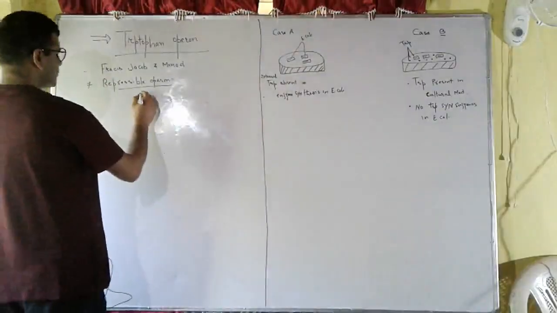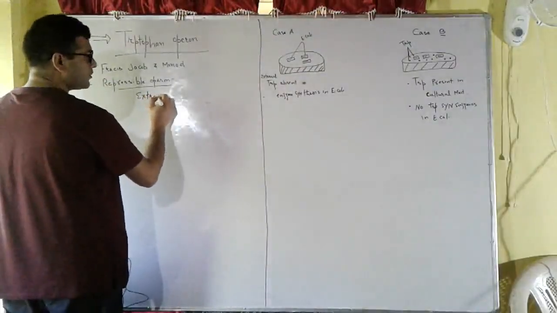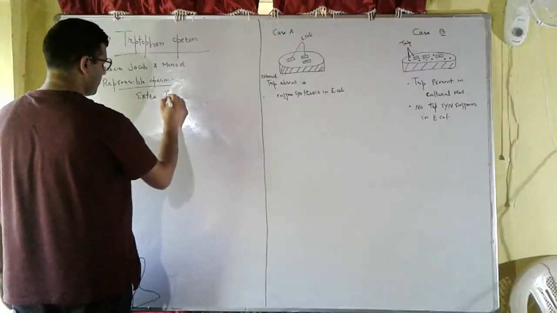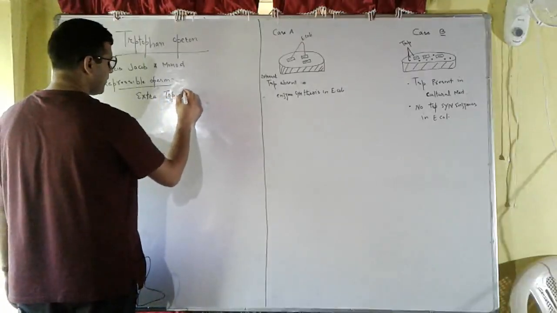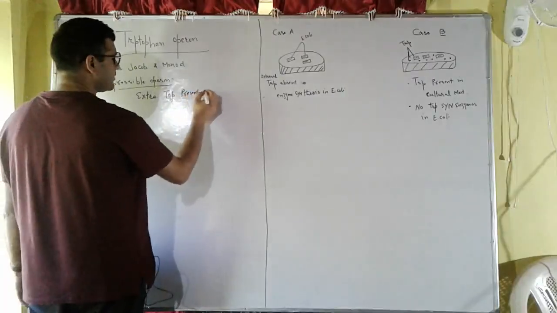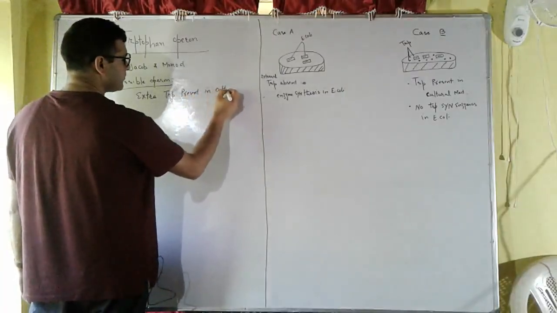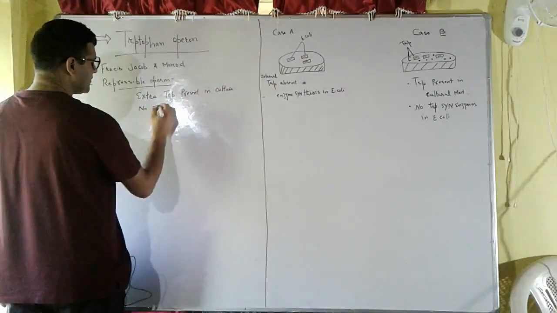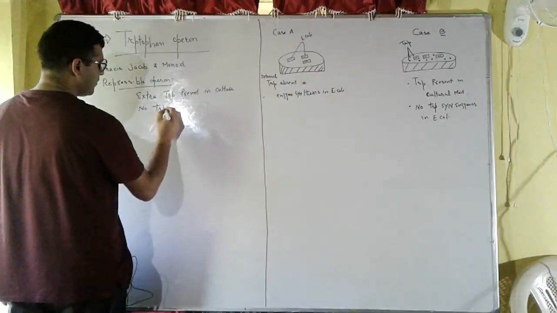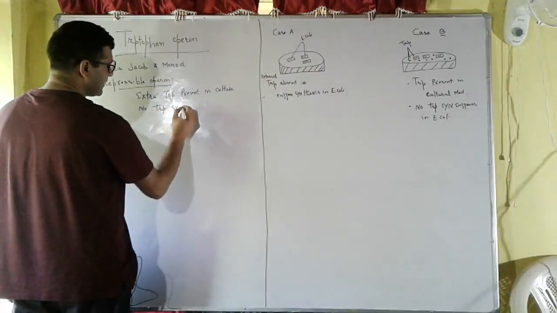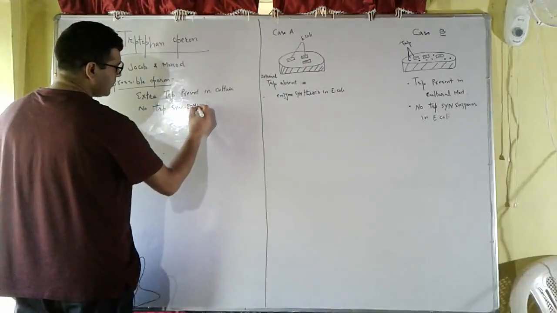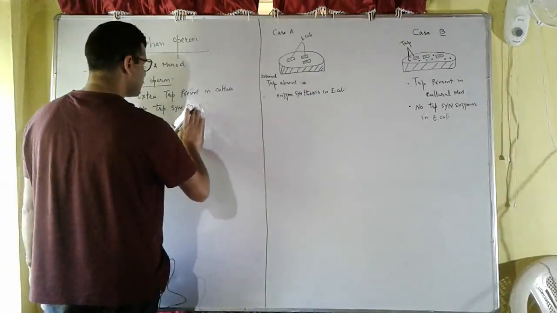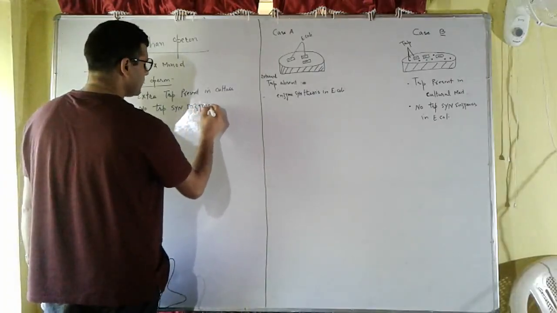That means when extra tryptophan is present in the culture medium, there are no tryptophan synthesizing enzymes in E. coli.